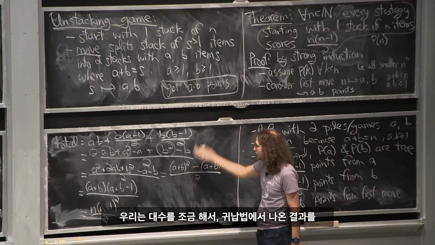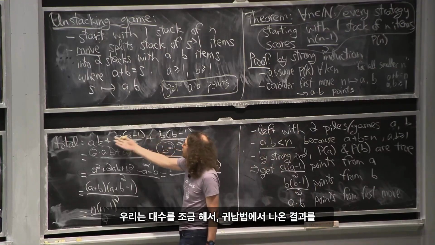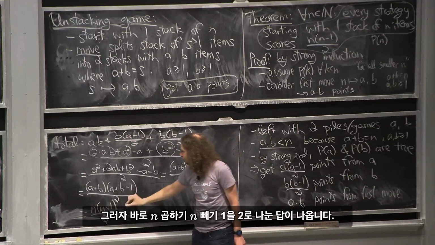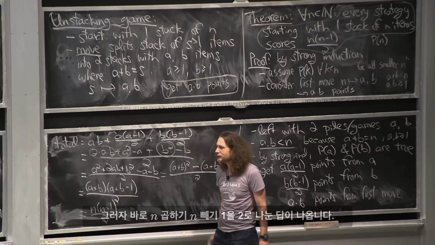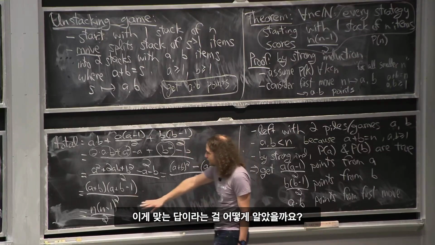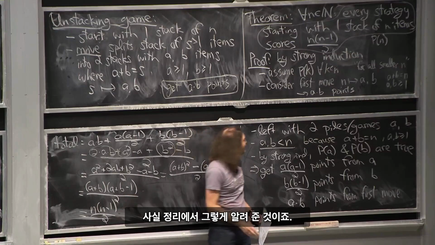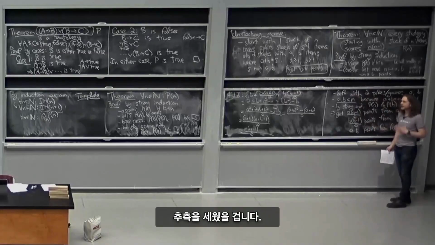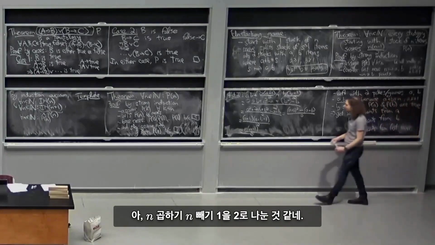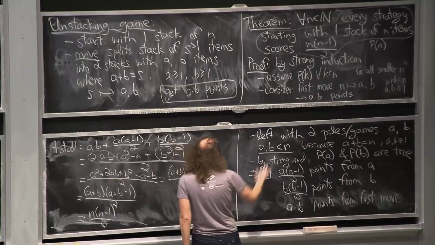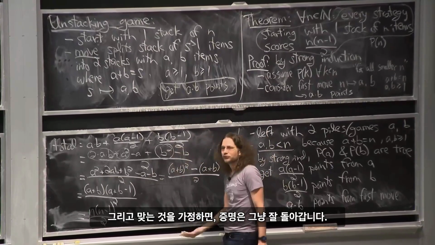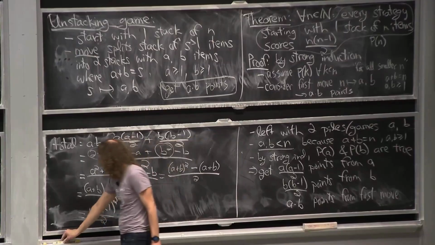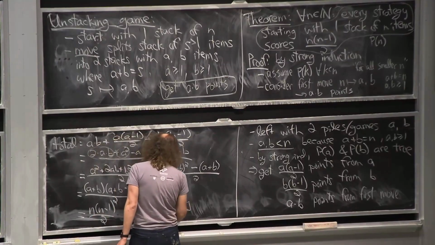So cool, we did some algebra, and we just computed what we get out of induction, and then boom, we get the answer n times n minus 1 over 2, and it works. How did we know this is the right answer? I mean, we were just told that by the theorem. Probably you would try this for very small n and make a conjecture. Oh, it seems like it's n times n minus 1 over 2. Let's try to prove it. And when you assume the right thing, the proof just works. And it's kind of magical, and that's strong induction.